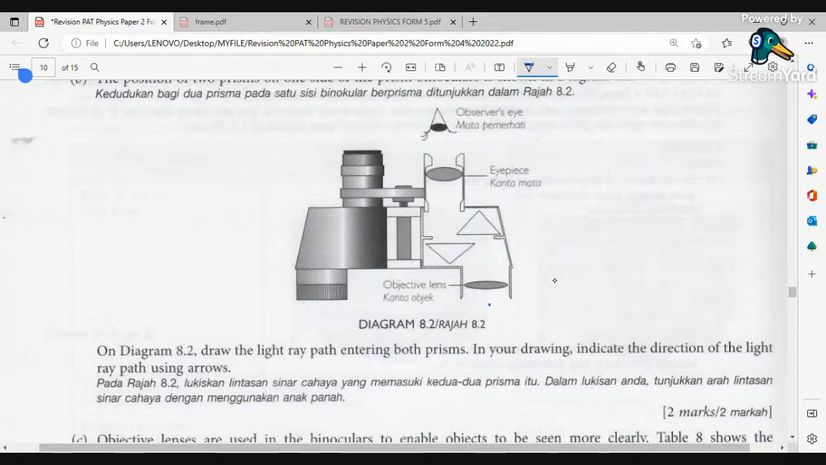Okay, let's say light coming from here. So at this point, total internal reflection. And then go down with total internal reflection, and go here. And then again total internal reflection. And then come out from here and get into the observer's eye. Okay, so the person can observe image.